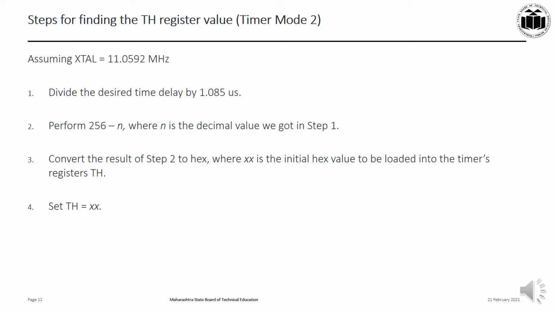So now we will try to understand the steps for finding the value to be loaded into the TH register for timer mode 2. First of all, we will assume that XTAL is equal to 11.0592 megahertz. In the first step, we have to divide the desired time delay by 1.085 microsecond. Then perform 256 minus n, where n is the decimal value we got in step 1. Convert the result of step 2 into hexadecimal, where XX is the initial hex value to be loaded into the timer's register TH. Then we can load the value XX into TH.